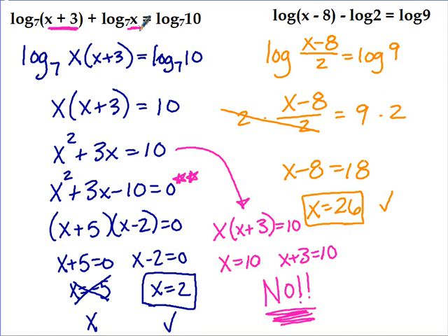Okay? But 2 will work. 2 plus 3 is 5, and 2 is 2. So those are positive. So that one will work. And again, it won't always be that one works and one doesn't. Sometimes both will work. Sometimes both will not work. Okay? So that is the first part of these notes. When you have a log equaling a log, what do we do? Well, we just set the arguments equal. So that is the first part of this.